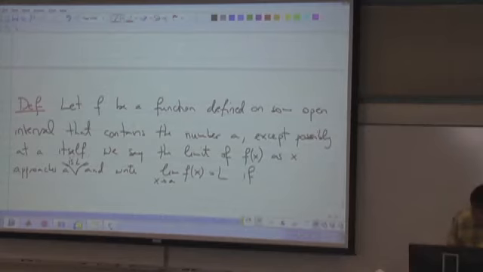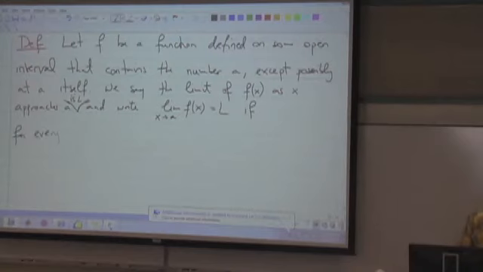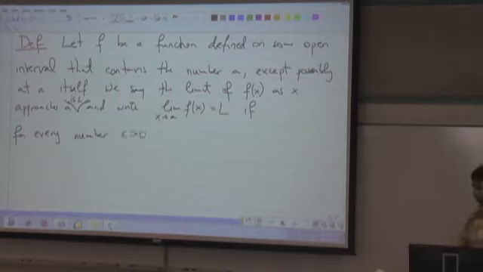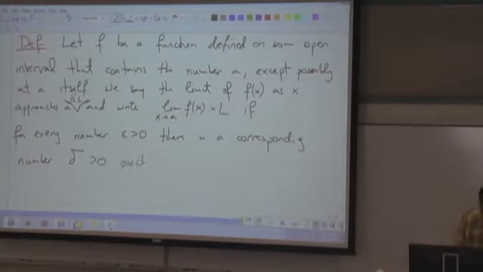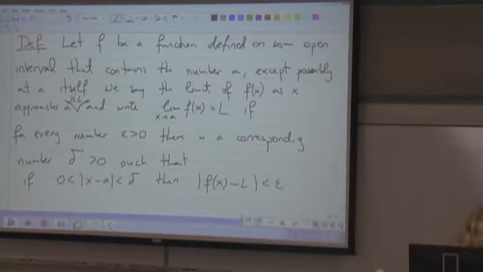If for every number epsilon bigger than 0, epsilon is just a 3 written in reverse, basically, there is a corresponding number delta bigger than 0, such that if 0 is strictly less than the absolute value of x minus a, which is less than delta, then the absolute value of f of x minus L is less than epsilon. Yeah, it's a small letter delta.